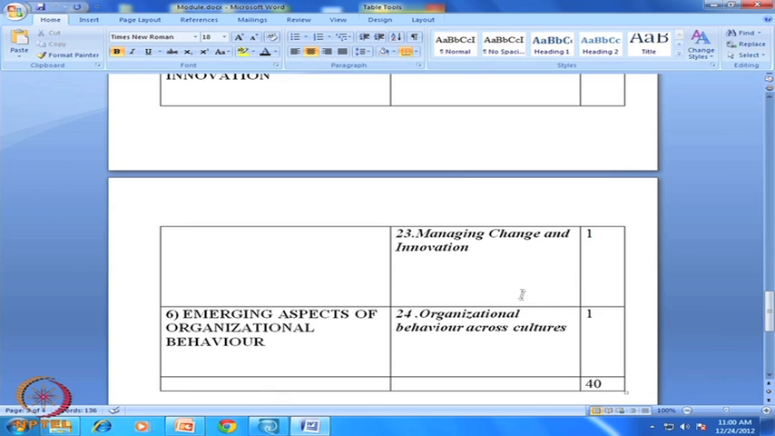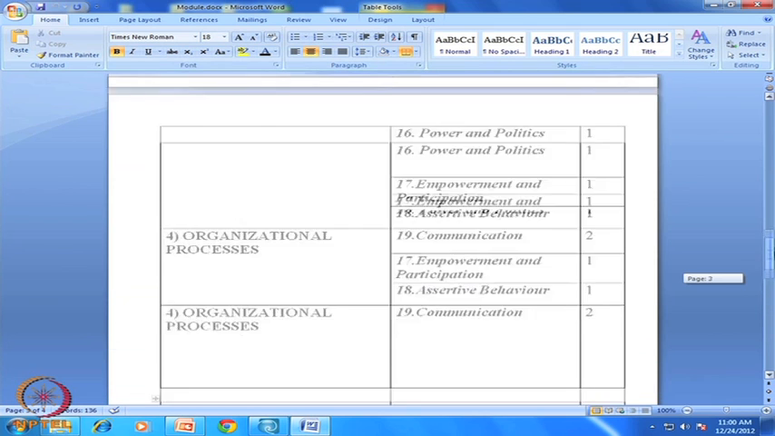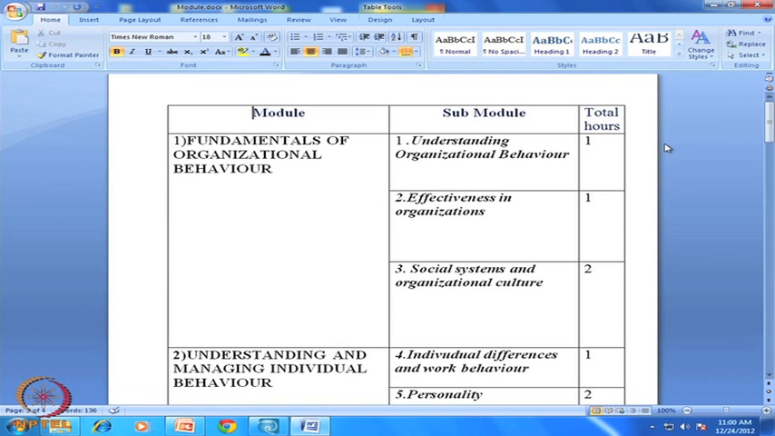This will be the total 40 hours of the lecture. Each of the modules and the submodules over here will be followed by self-test questions to be answered, so that you can see whether you have gained the concept of OB properly or not, whether you have learned what is organizational behavior. In short, we call it OB.